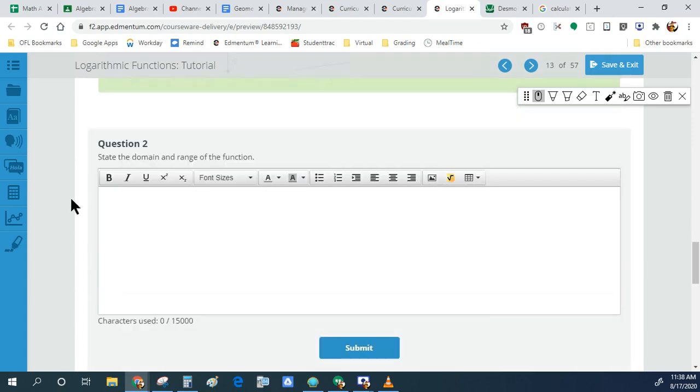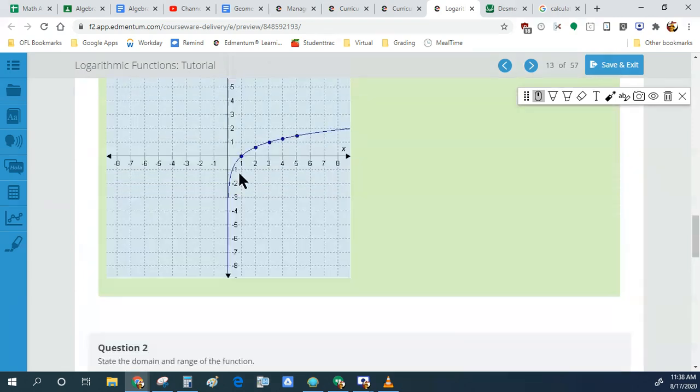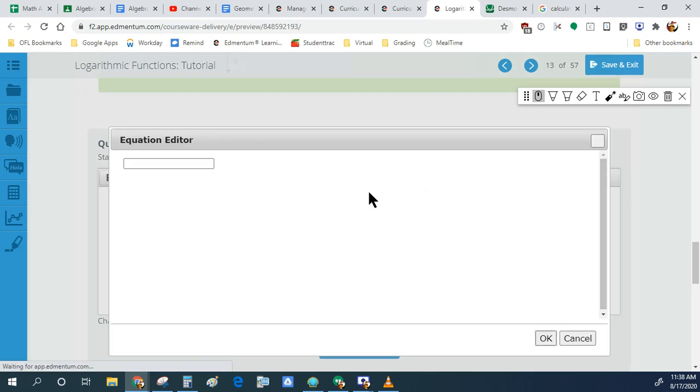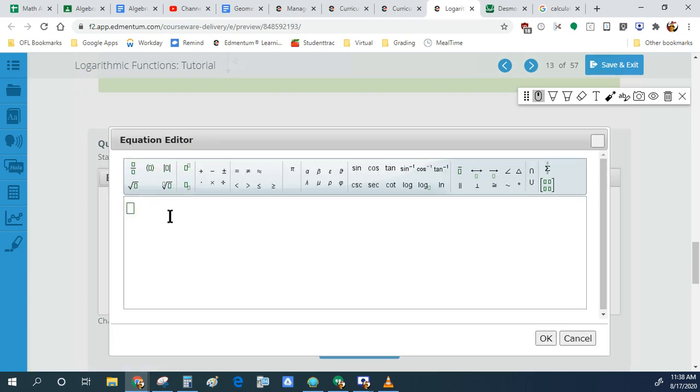State the domain of the function. Well, the domain is all the x values, right? This never touches 0. It can never get to 0. So you would say something like, I would go to my equation editor and say 0 is strictly less than x, it is never equal to. So I want to make sure I use the strictly less than x. And then I use the and x is less than or equal to.